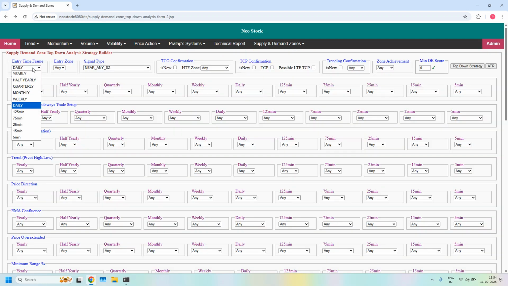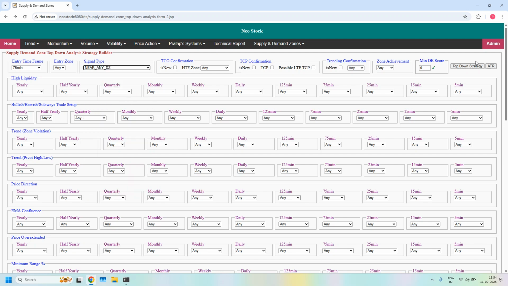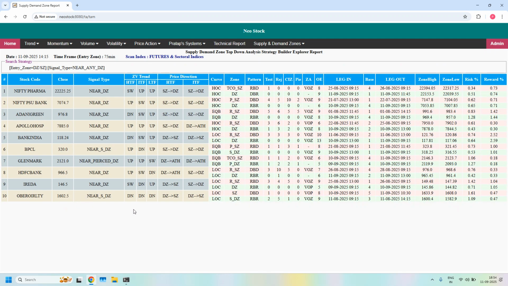Next time frame, 75 minutes. Stocks near to the 75 minutes demand zone. We got 10 stocks. Let us identify high liquidity 75 minutes demand zones. BPCL is having a high liquidity zone. And Oberoi Realty is having a 75 minutes high liquidity demand zone. We got 2 stocks.